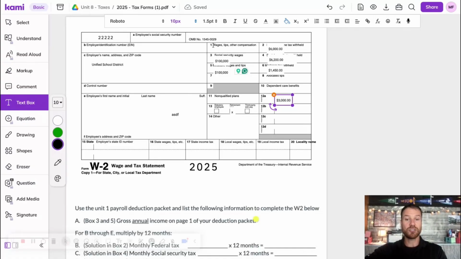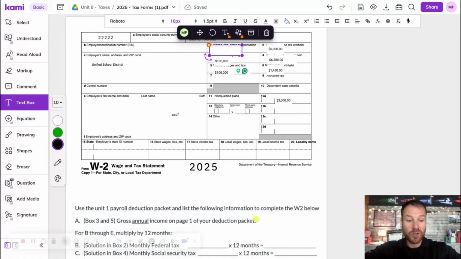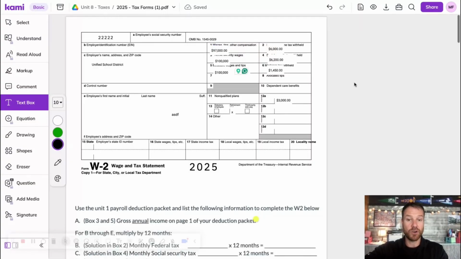And so as such, I'll show you the math real quick. It would be $100,000 minus the $3,000 of 401k contribution, which would leave me with $97,000. The reason that I do that, again, is because I don't pay taxes on those $3,000 right now. So this $97,000 is what is taxable so far.